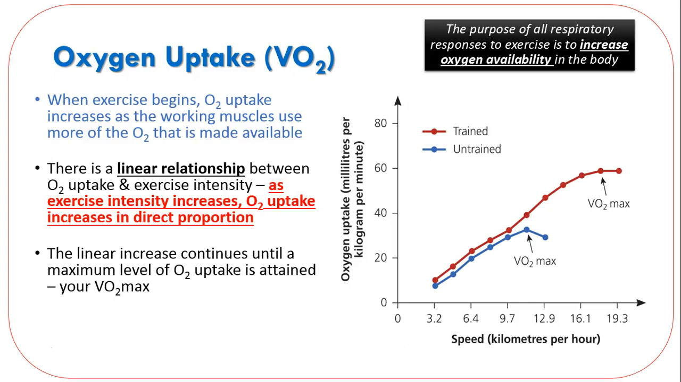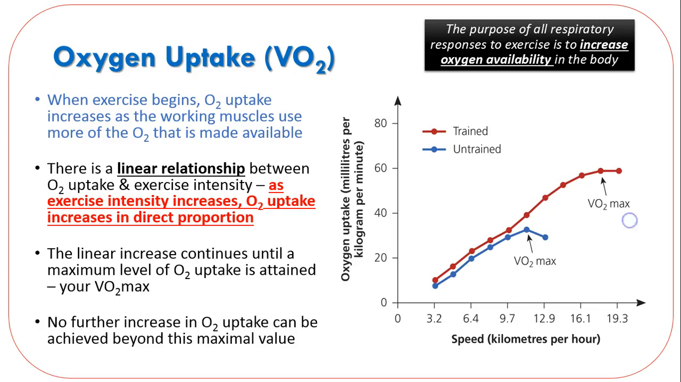Okay, so to get to that point from their starting point, they can actually work at a higher intensity for a longer period of time. There's no further increase in oxygen uptake that can be achieved beyond our VO2 max. That's not to say that this is the highest intensity that this person can work, because we know that we can get additional energy from our anaerobic systems.